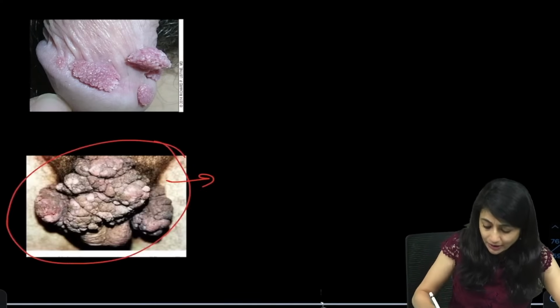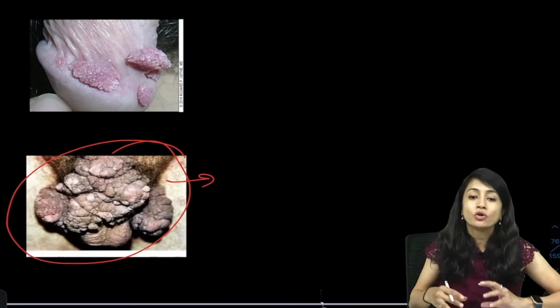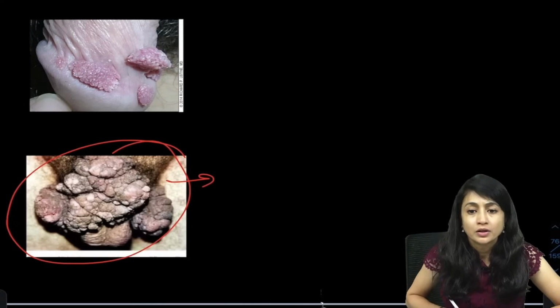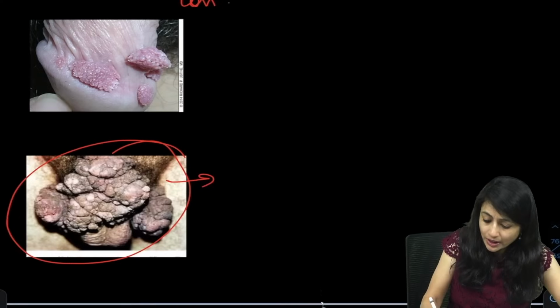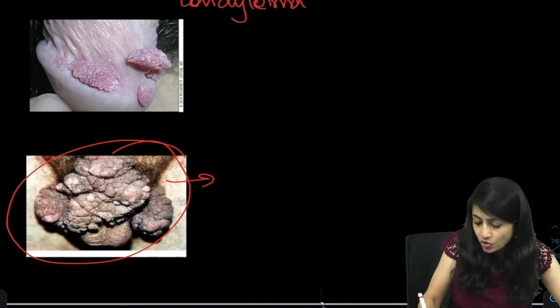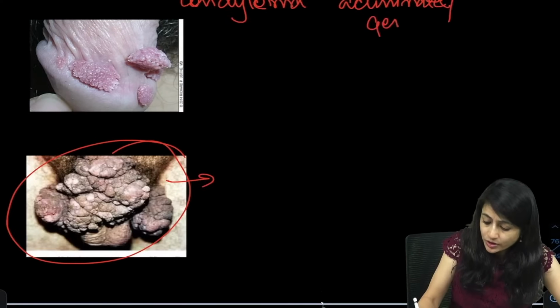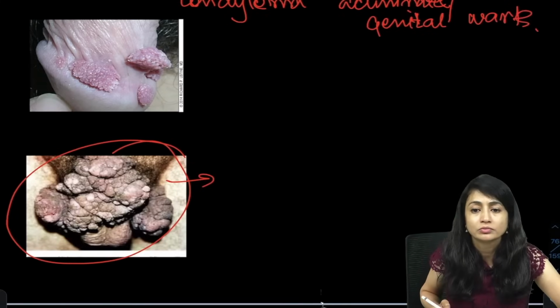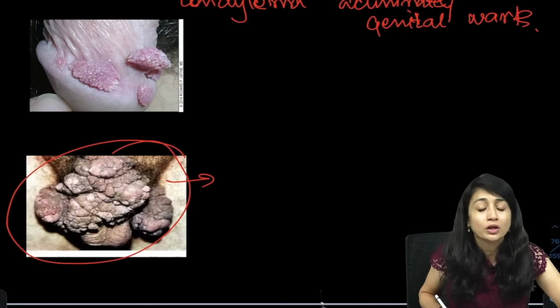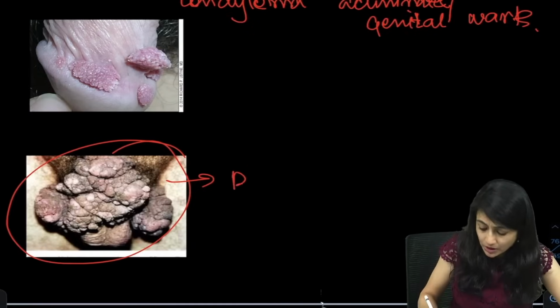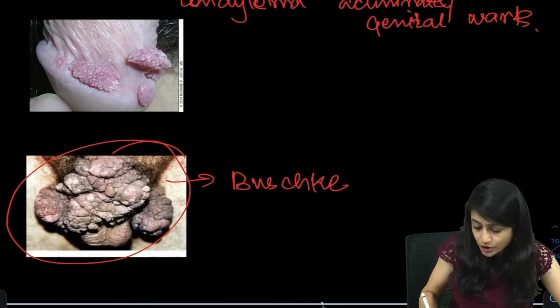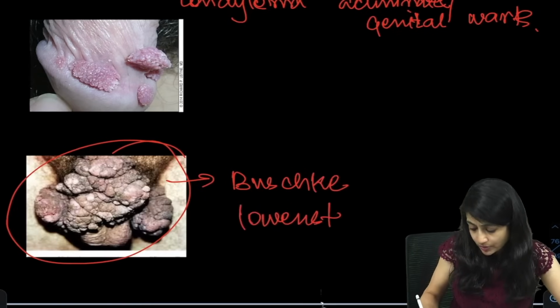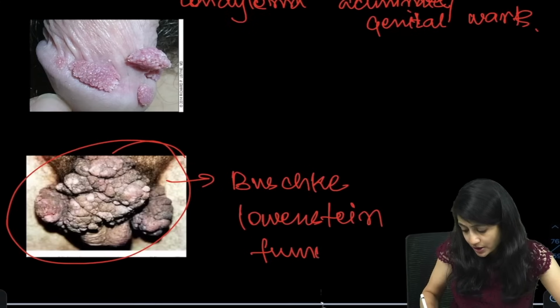I am telling you to identify what name will you give to this kind of genital wart. This is condyloma acuminata, you are right. Genital warts are also called condyloma acuminata. But I am asking you, what name would you give to this image? Yes, this is what they have asked you multiple times. They give you an image and they ask you what is it. This is Buschke-Lowenstein tumor.